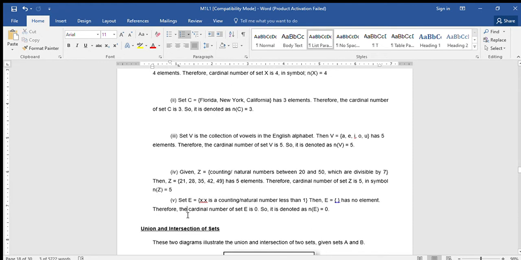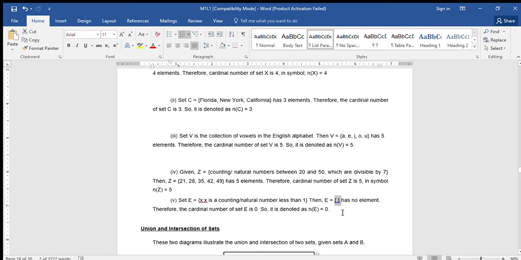For the last one, we have here set E is equal to the set of all x such that x is a counting or natural number less than 1. Again, that is a counting or natural number na less than 1. Then, E is equal to unsa man? Null set. Usay tawag ani?